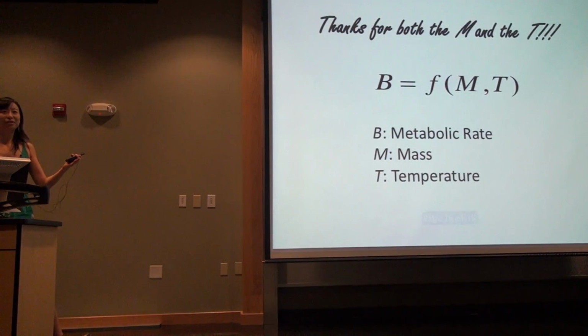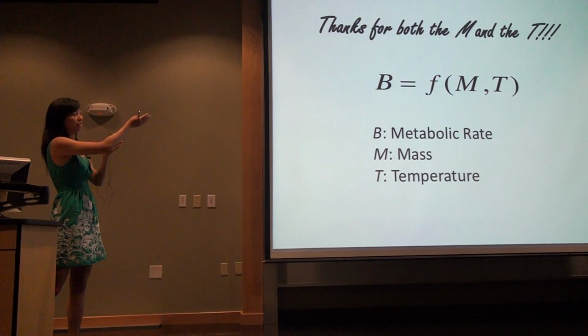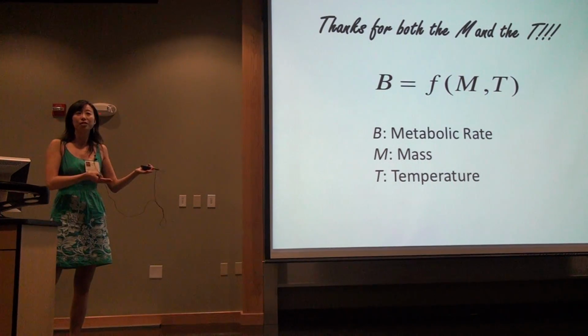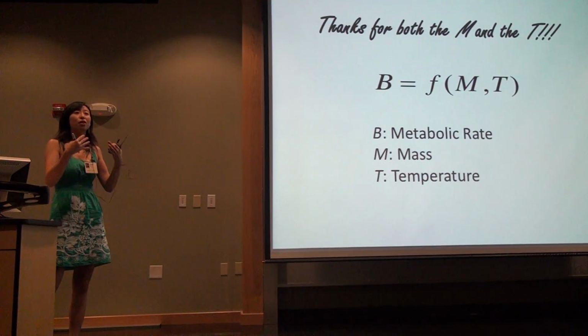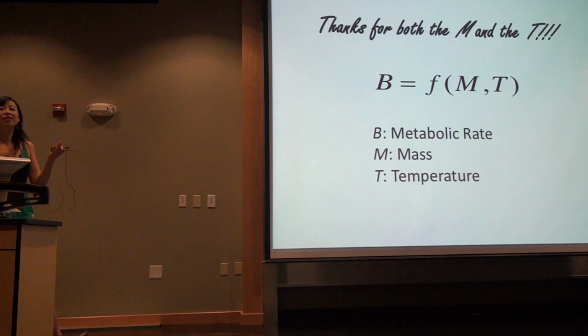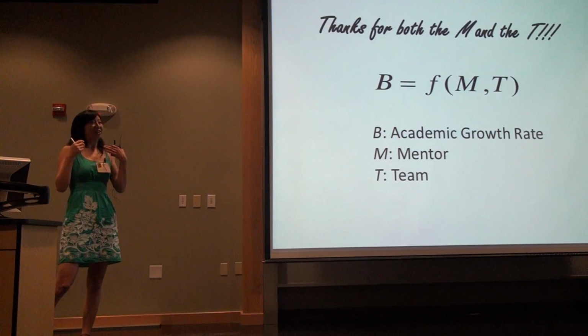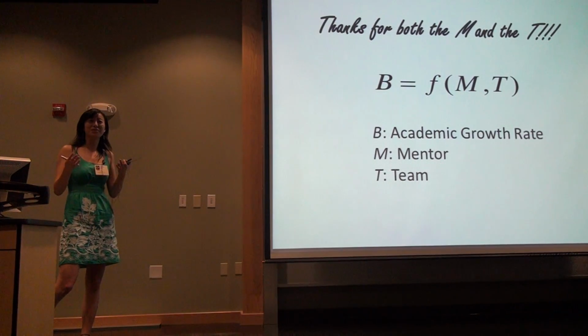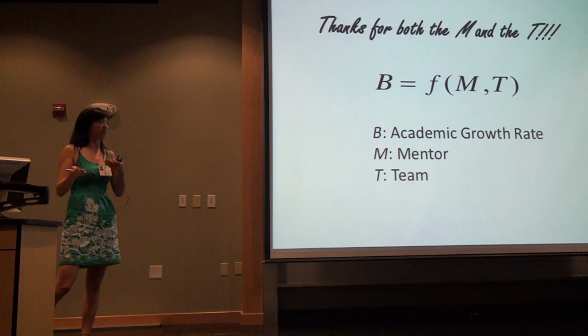So as a big fan of metabolic rate, I really want to thank M and T, because those two are really easy-to-measure parameters compared to metabolic rate itself, right? So they give us a much easier way to get through more complicated questions. And as we see here, the greater M and T are, the greater the metabolic rate is. Consequently, I figured out from my personal life that my academic growth rate seems to also follow the same pattern. The greater M and T are, the greater the growth rate is.